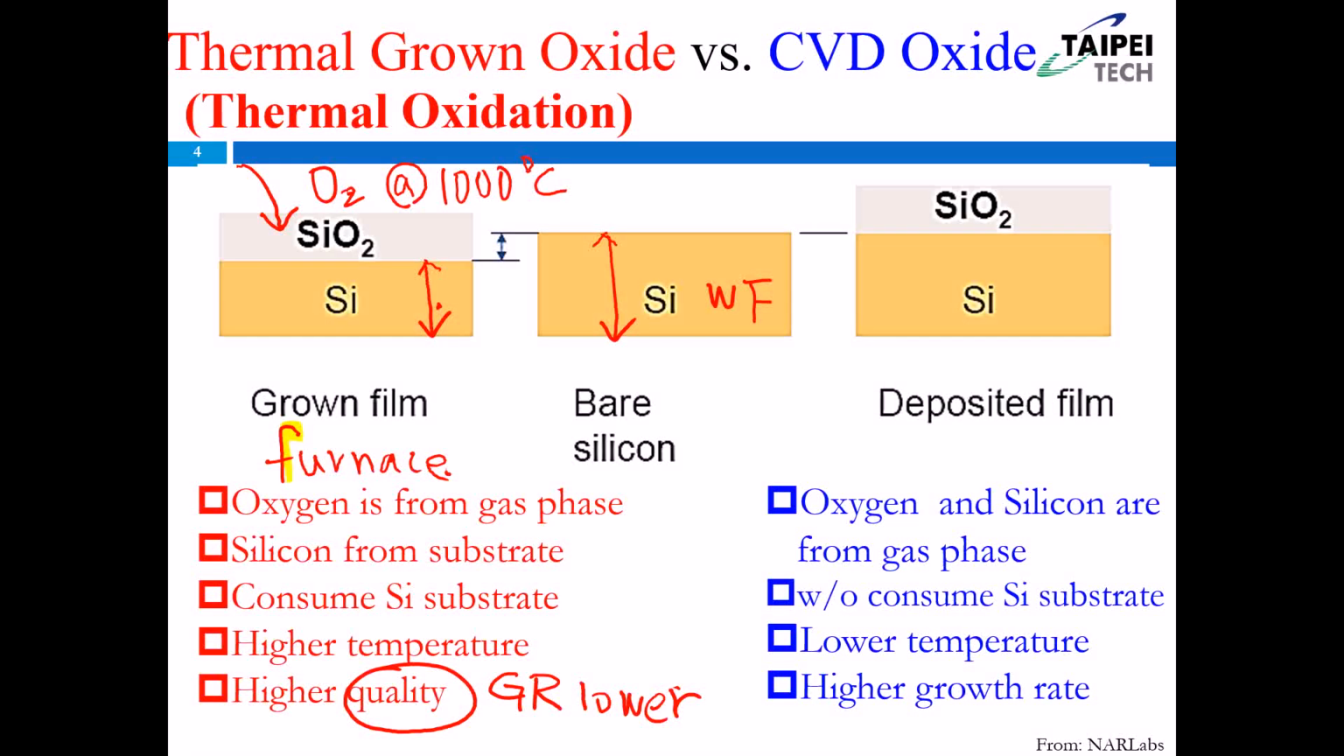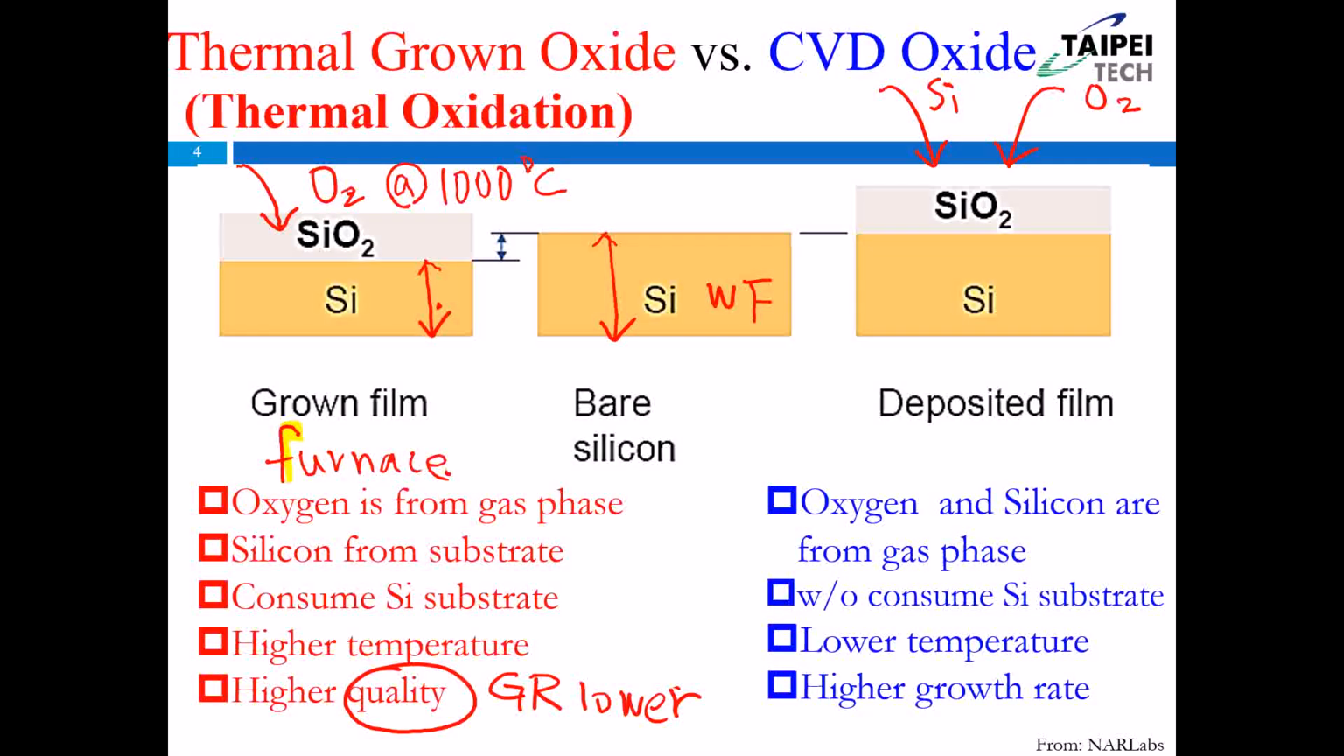For the CVD oxide, you see oxygen and silicon are from gas phase. What does that mean? Today we want to deposit the silicon dioxide by CVD. So I will put the silicon and the oxygen into the CVD chamber. So today, the silicon and the oxygen are from outsourcing. Oxygen and silicon are from gas phase. It means I need to put silicon and oxygen in at the same time.